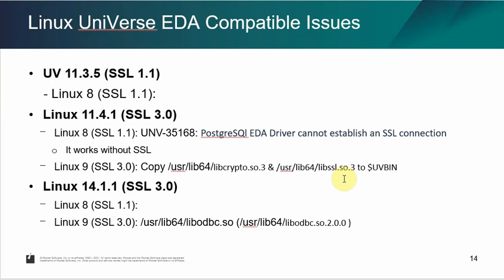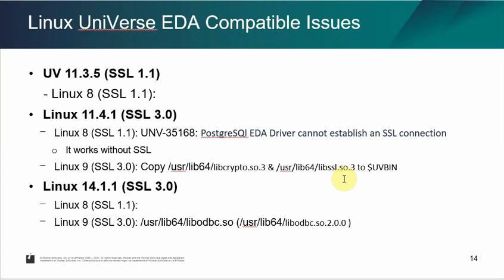If you're running on a Linux 9 environment, you might hit some compatibility issues. You can copy these two files, libcrypto.so.3 and also libssl.so.3, to the UV universe bin folder, overriding the system files, and it should work fine without any problem. After we upgrade to 14.1.1, we definitely changed some SSL library names to avoid conflicts. But sometimes it depends on how you installed the UniVerse ODBC driver manager.